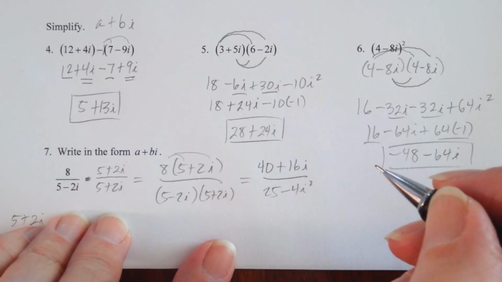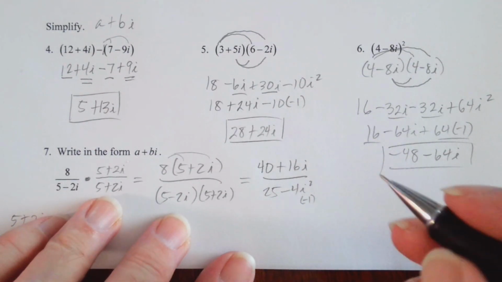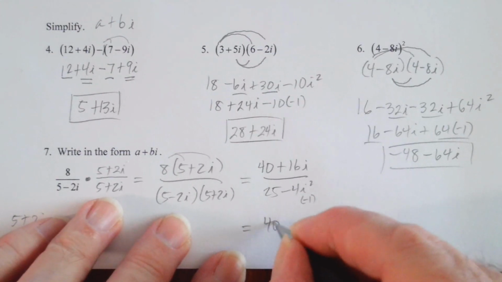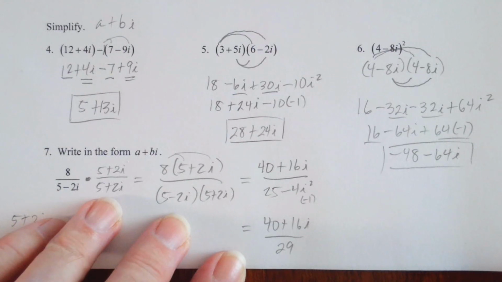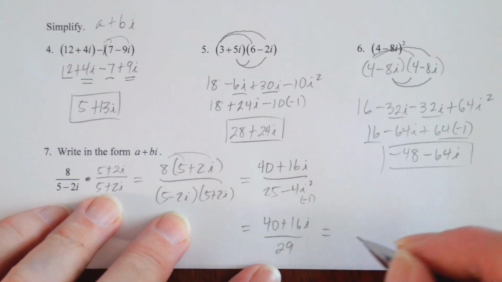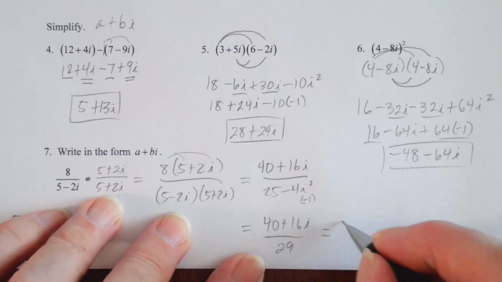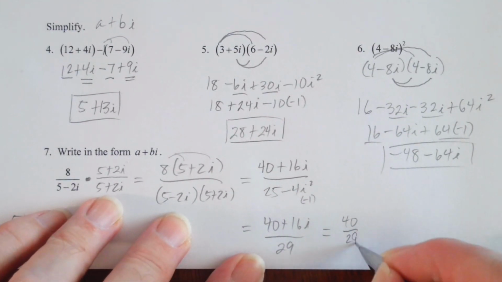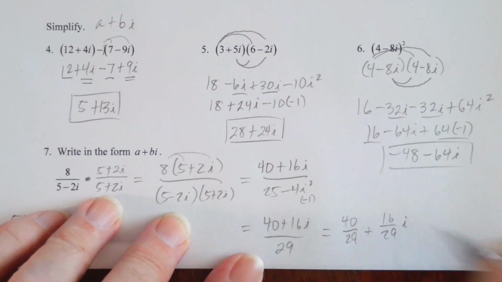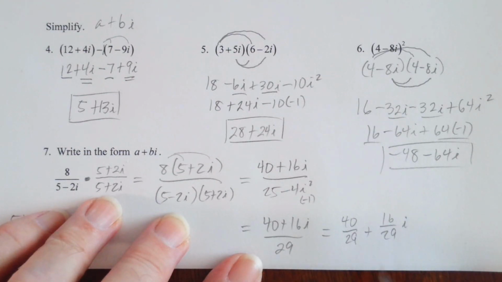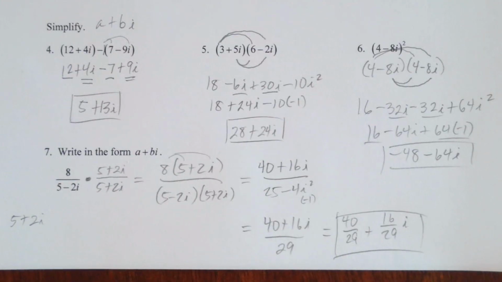So we get 25 minus 4i squared. Now remember, i squared is negative 1. So we're going to get 40 plus 16i over 29, 25 plus 4. Now we want to write this in the form a plus bi. So our a will be 40 over 29, that's the real part of our answer, plus 16 over 29 times i. So this will be the imaginary part of our answer. All right, let's move on to the next page.